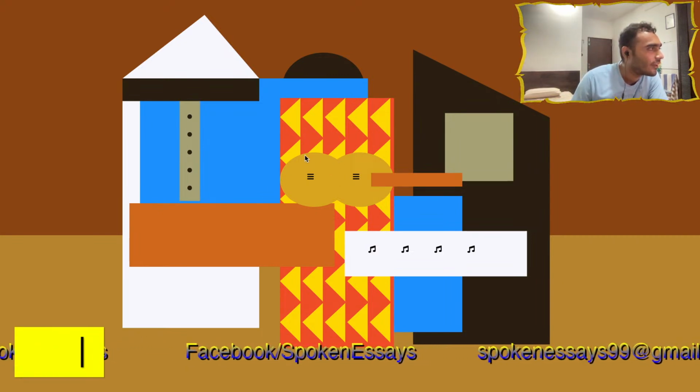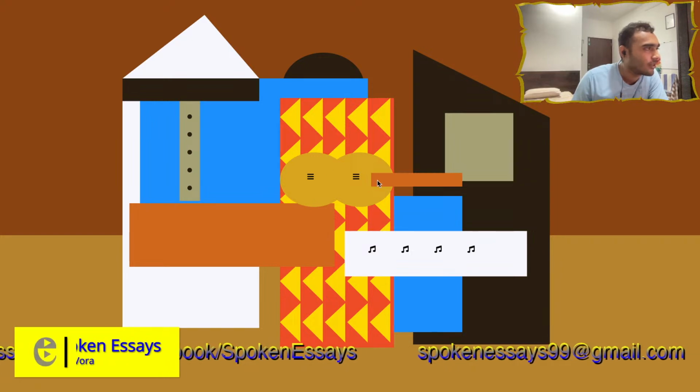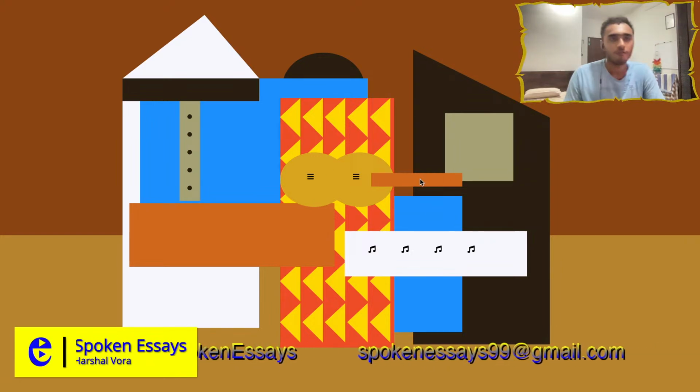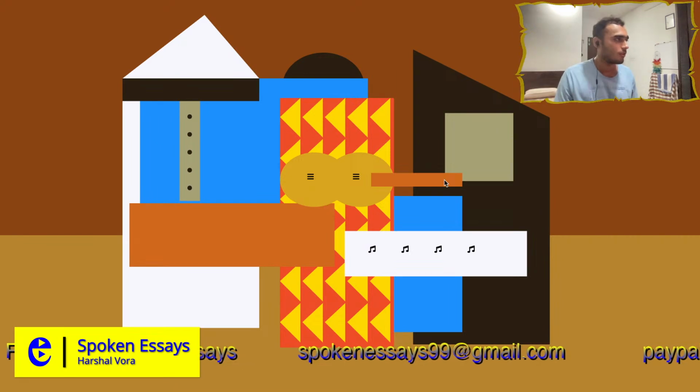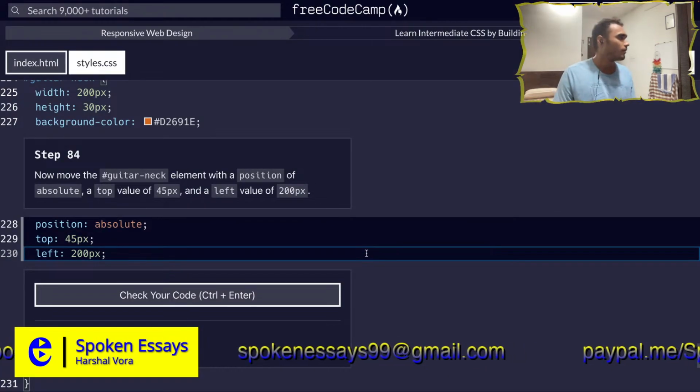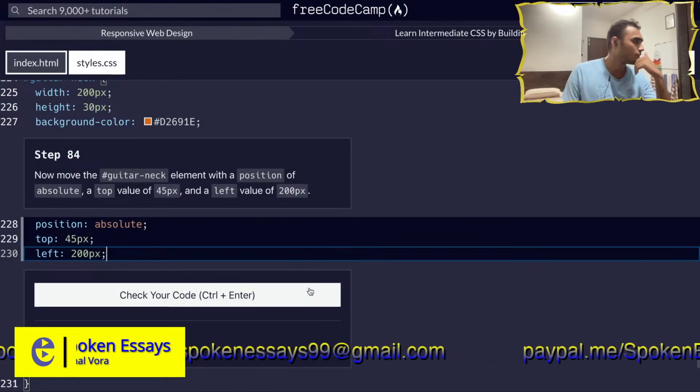You can see it has taken the shape of the guitar, and you can see this is where we tie the strings. Nice, very nice. Okay, so what will we do now?